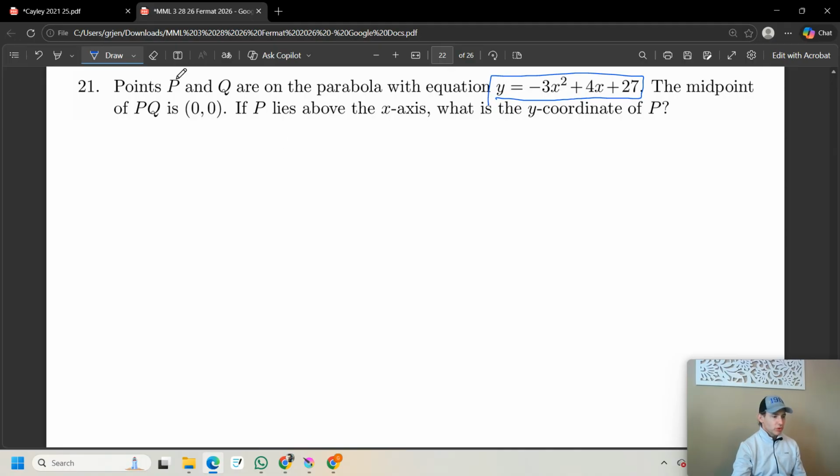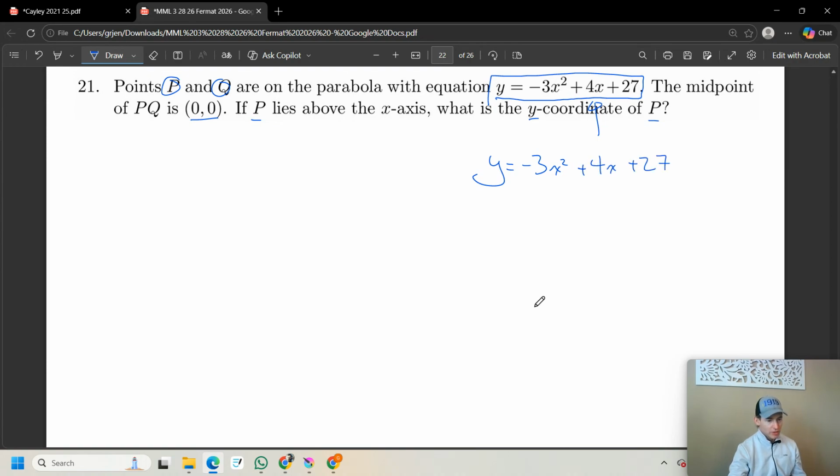We know that there are 2 points, P and Q, on this parabola with this equation, and the midpoint of the line P Q is 0, 0. We're also told that P lies above the x-axis, and we want to find the y-coordinate of P. For my money, you want to be able to, given this equation, create a sketch very quickly. So let's copy it out: y is equal to minus 3x squared plus 4x plus 27.